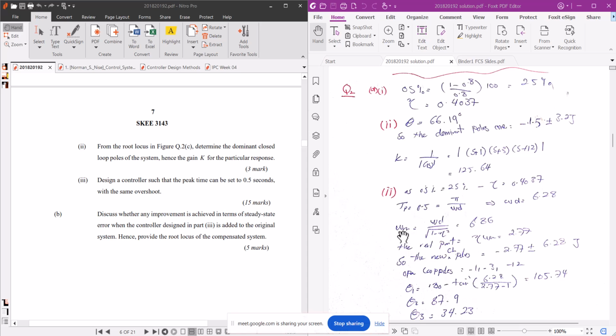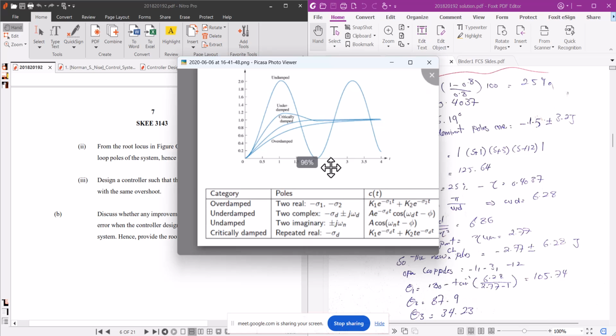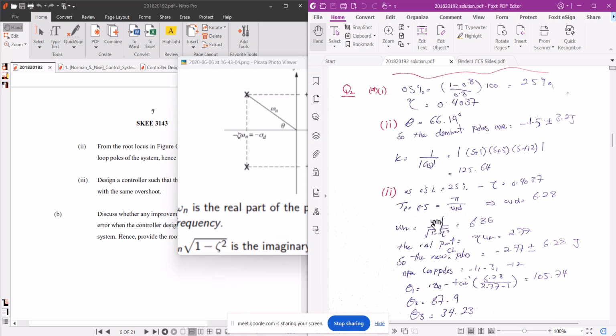From this different omega d, you will calculate omega n. What is the formula of omega n? Its formula is omega d over root 1 minus zeta square. This is a very popular formula, used again and again. Here you can see plus j omega n under root 1 minus zeta square, this is omega d, this is zeta omega n, and this one is omega n. So you are calculating omega n from omega d and zeta. Omega d is 6.28 over root 1 minus 0.4037 square, so you will get omega n of 6.86.